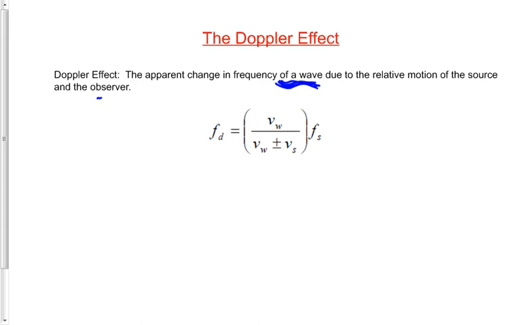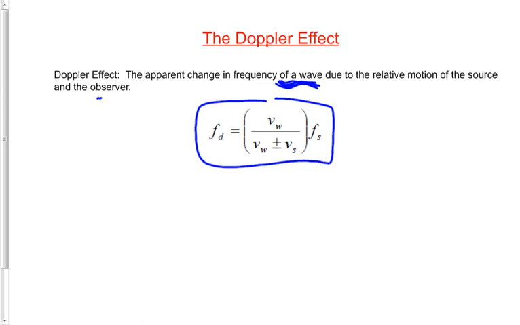Here's the last equation you're going to do this year. Doesn't look pretty though, does it? F_D is equal to V_W over V_W plus or minus V_S times F_S. It looks kind of ugly. And in fact, it is a little bit ugly, to be honest.